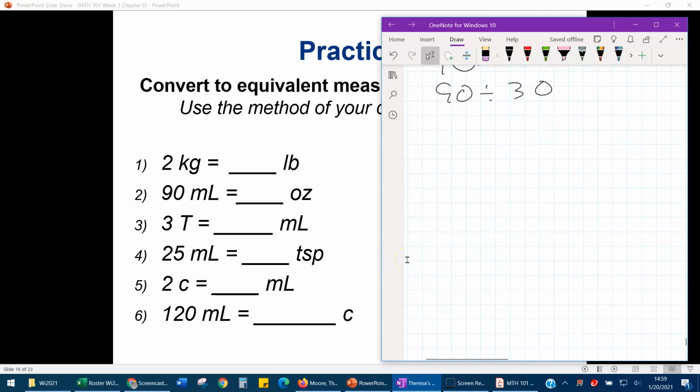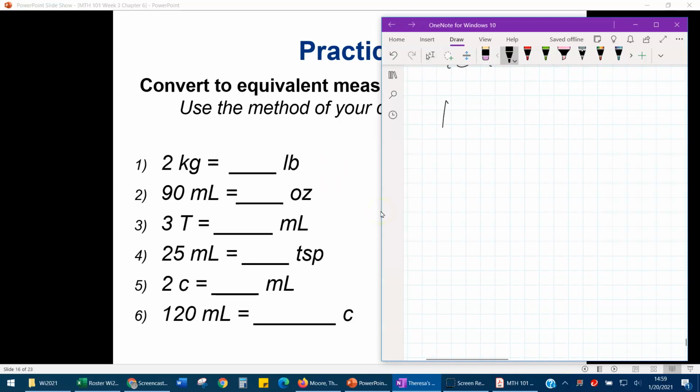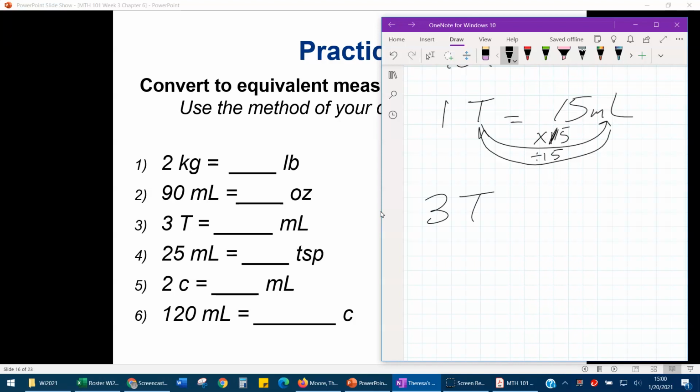Tablespoons to milliliters. I know 1 tablespoon, capital T again is tablespoon, is 15 milliliters. So if I'm going from tablespoon to milliliter, I multiply by 15. If I'm going from milliliter to tablespoon, I'll divide by 15. Well, I have 3 tablespoons. So 3 times 15 is 45. So 3 tablespoons is 45 milliliters.